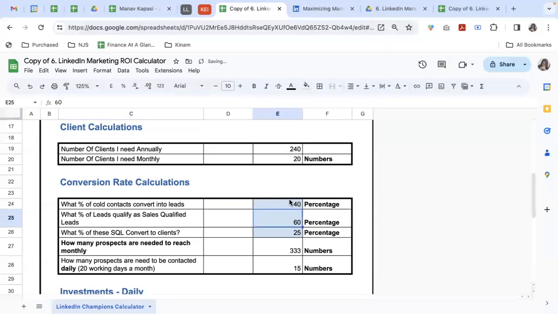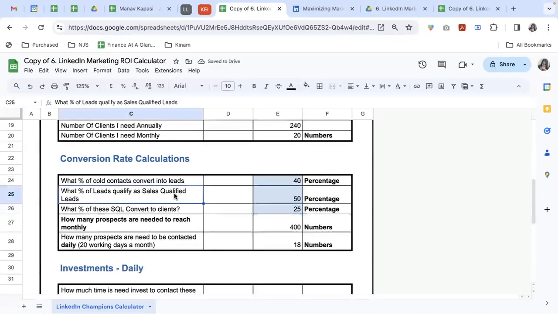Now, what percentage of these leads are actually sales qualified leads? Sales qualified leads means they are ready to buy. They are in the market to buy now, and they're actually going to buy either from you or from your competitor. So the sales qualified lead, let's say 50% of these people are sales qualified leads.